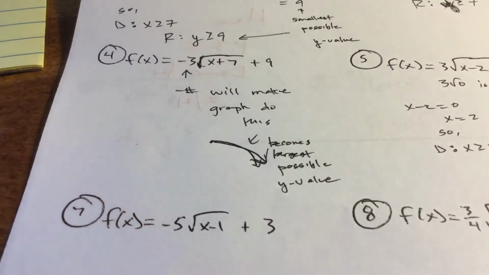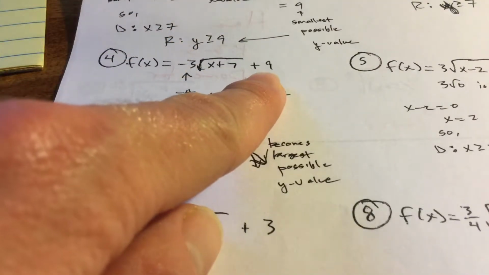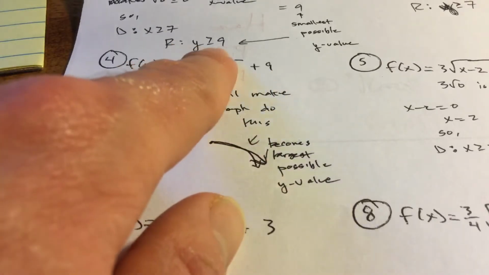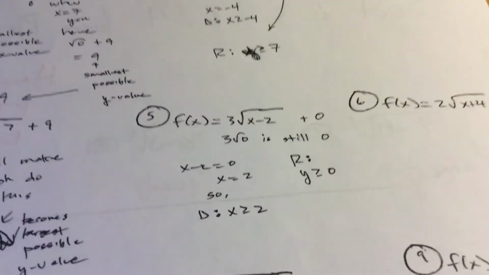It's kind of like 4, but a negative on the outside would make it go like that. So the domain is going to be the same thing as we did before, but the y value is going to be the largest possible y value. So the range would be y is less than or equal to 9 this time. If you caught on to that, you could do number 3.